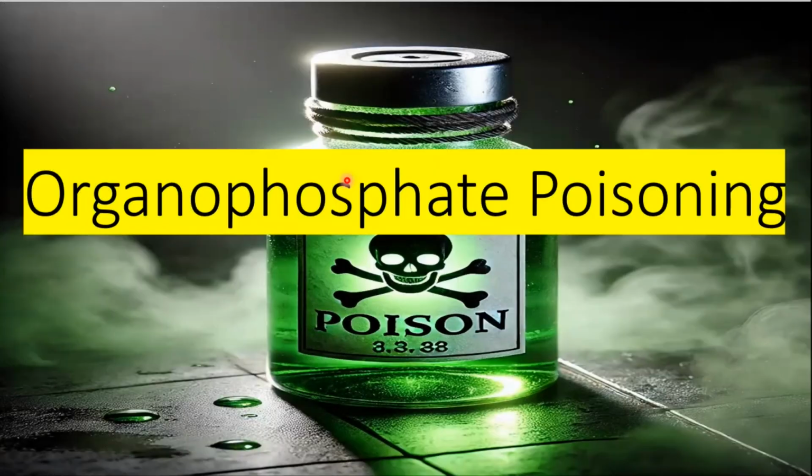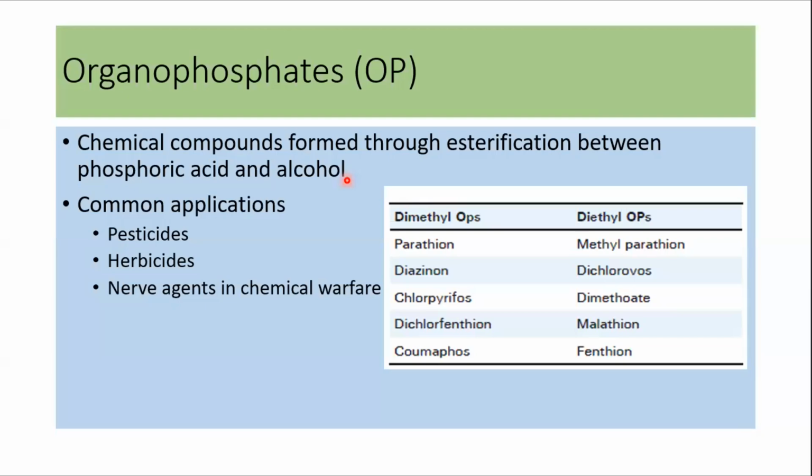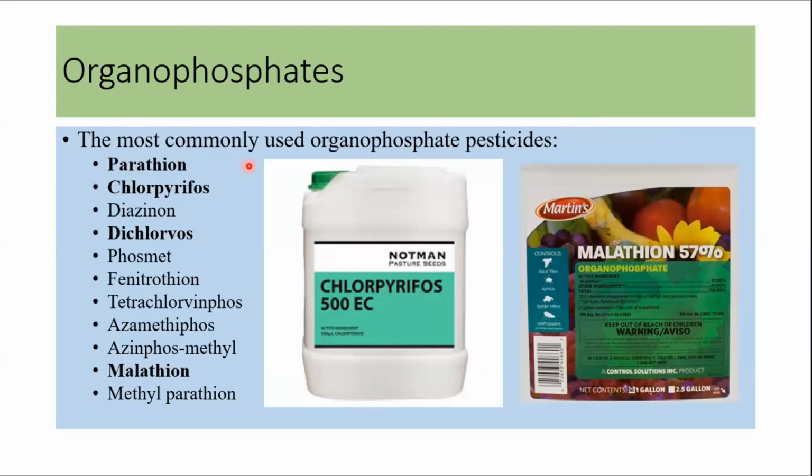Today, we'll discuss organophosphate poisoning. Organophosphates are chemical compounds formed through esterification between phosphoric acid and alcohol. They can be divided into dimethyl organophosphates and diethyl organophosphates. These are the examples. Organophosphates are commonly used as pesticides, herbicides, and sometimes as nerve agents in chemical warfare as well. The most commonly used organophosphate pesticides include parathion, chlorpyrifos, dichlorvos, as well as malathion and other compounds.